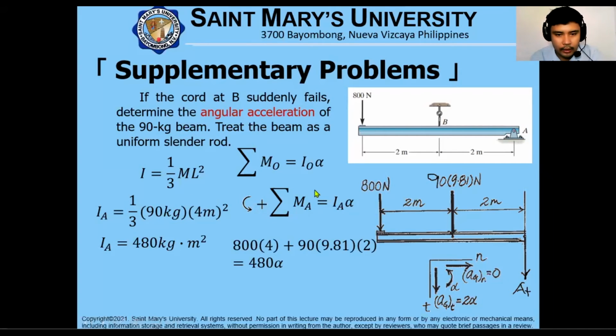Now let us consider, first, the left side of the equation. So at point A, consider that one, point A. The direction is clockwise. The moment arm is 4, 2 plus 2, and then the twisting force is 800. Plus this one, the force 90 times 9.81, multiplied by 2. Next, that is equivalent to I_A, 480, multiplied by the angular acceleration. So therefore, the angular acceleration now is equivalent to 10.35 radians per second squared.